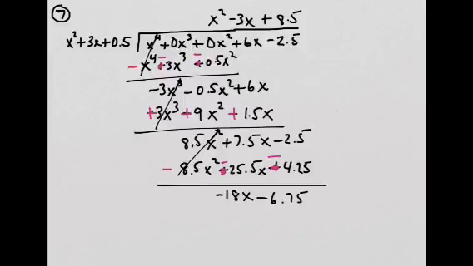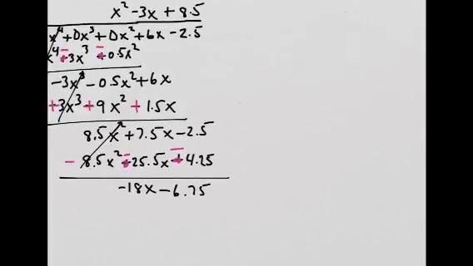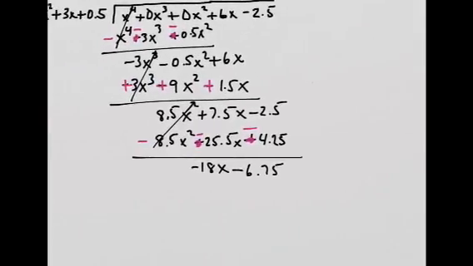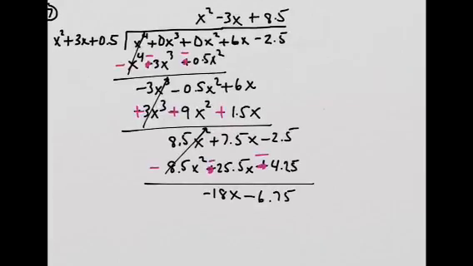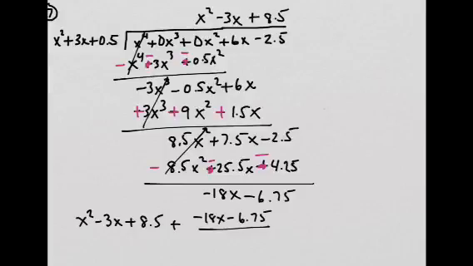And so the answer would be, I could just write it right here. The answer would be x squared, this is the quotient, plus 8.5, and then plus negative 18x minus 6.75, that's my remainder, over x squared plus 3x plus 0.5. Okay, so that would be the answer right there.